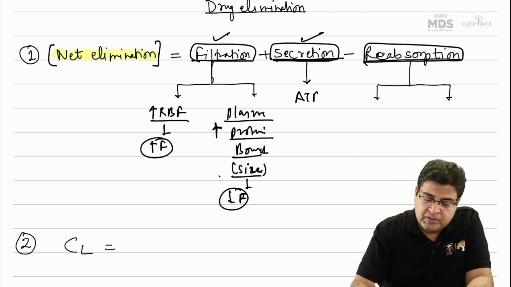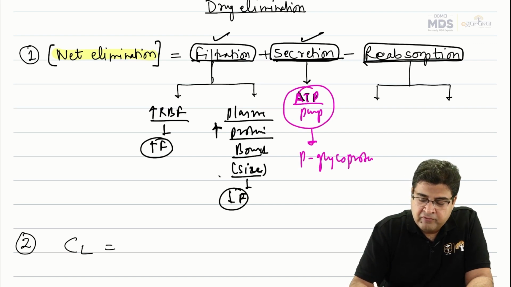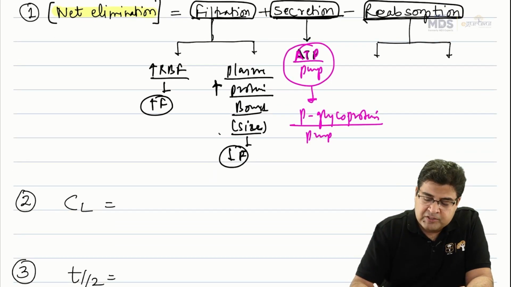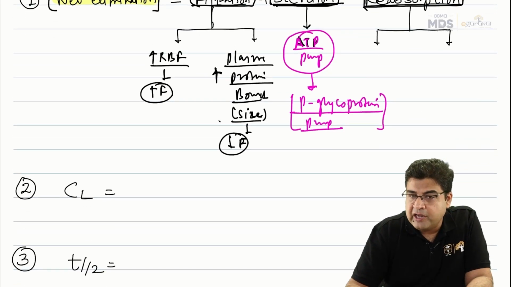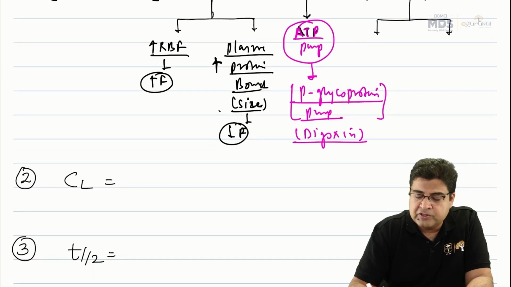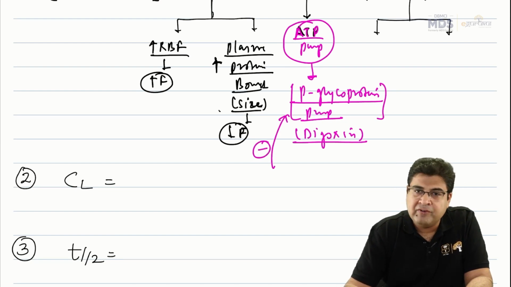This depends upon the presence of some ATP pump in the kidney. With the help of this pump, the medicines get secreted. We have a very important pump present over here. We call it the P-glycoprotein pump. The P-glycoprotein pump, which is present in the kidney, is involved in the elimination of many drugs. One classical example is digoxin. This is required for the elimination of digoxin. So we have some medicines which can inhibit this pump, and those medicines can interact with digoxin.